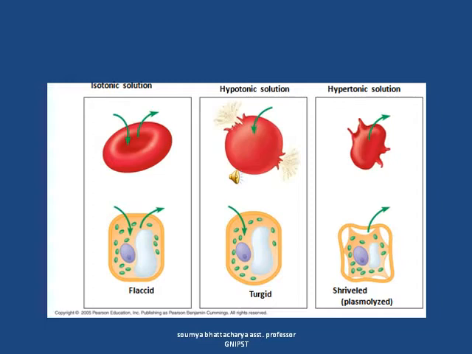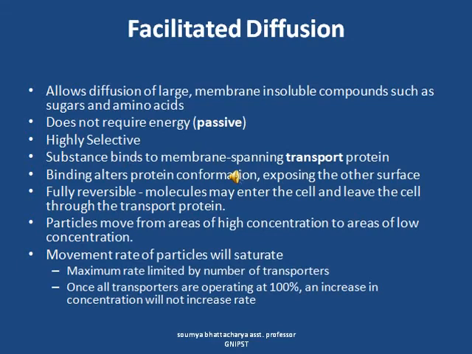Another transport mechanism is facilitated diffusion, which allows the diffusion of large membrane-insoluble compounds such as sugars and amino acids. The process doesn't require energy. For this reason we call it passive. It is a carrier-mediated downhill transport system, but much faster than passive diffusion. Since no energy is required, the process is not inhibited by metabolic poisons that interfere with energy production. Transport of glucose into RBC is an example of facilitated diffusion.